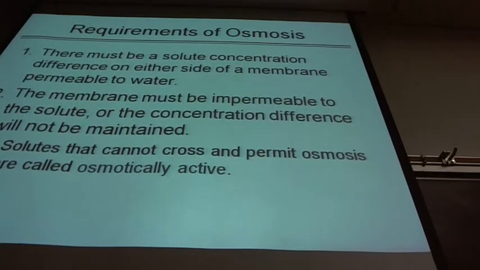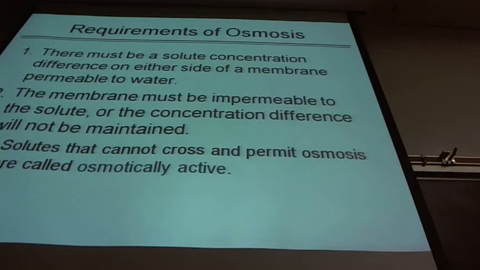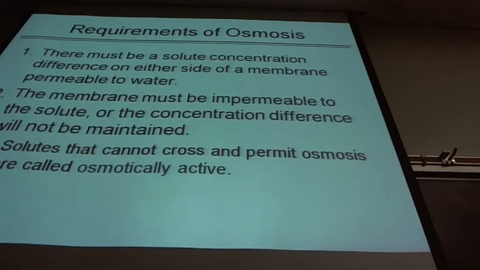Requirements for osmosis: a solute concentration difference on either side of a membrane permeable to water. The membrane must be impermeable to the solute. If the membrane's permeable to the solute, it's just going to go across and diffuse wherever it wants to go, just like in that animation. It has to be impermeable, or the concentration difference wouldn't be maintained. Solutes that cannot cross in osmosis are called osmotically active.